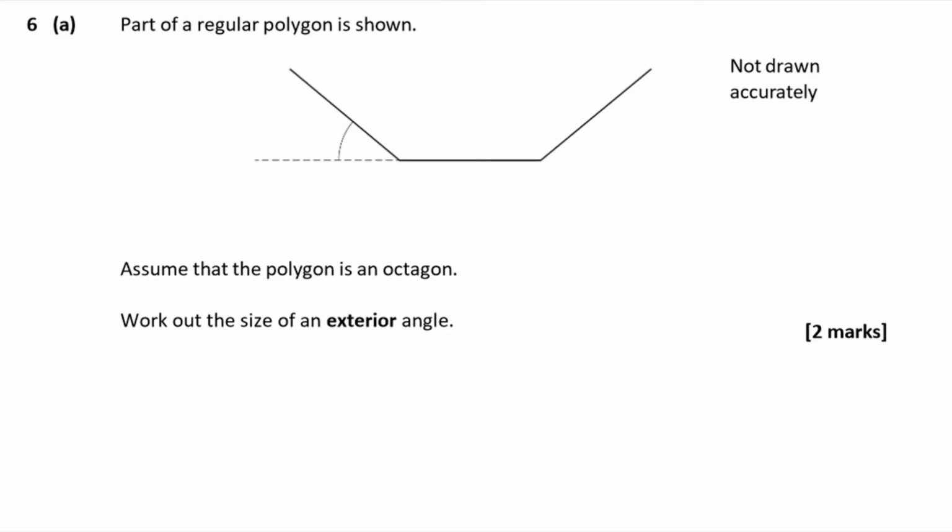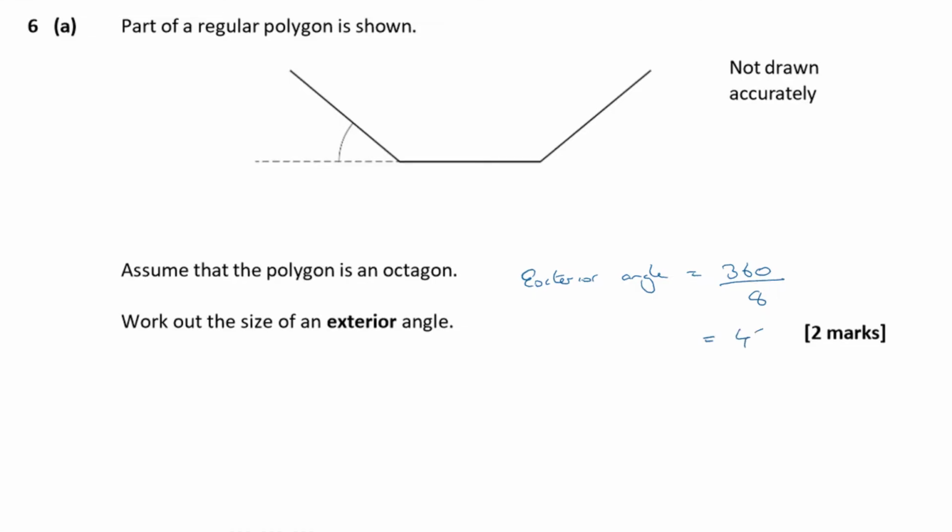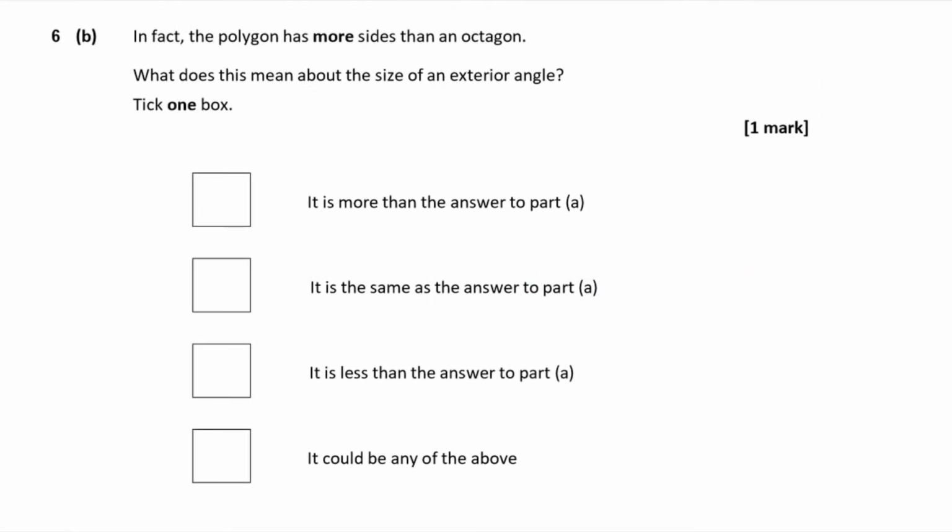Okay, so if it's an octagon, then it has 8 sides, and as it has 8 exterior angles, and the exterior angles all add up to 360 degrees, then we can say that one exterior angle is equal to 360 divided by the number of sides, 8. And 8 goes into 360, 45 times. So that's 45 degrees.